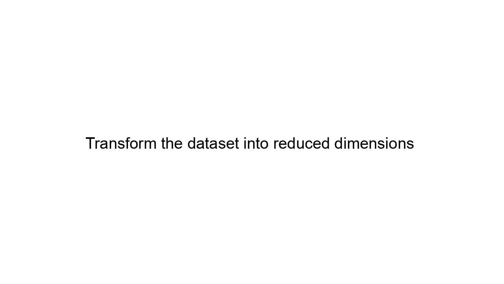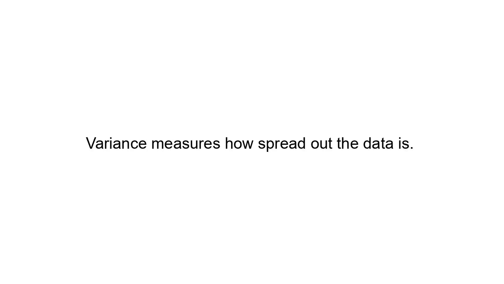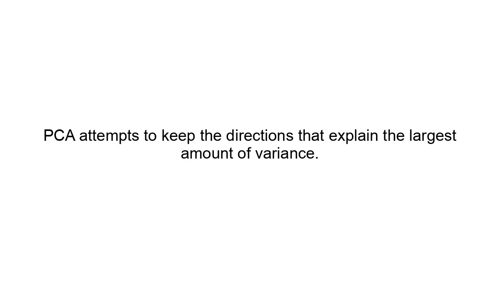Variance in PCA. Variance measures how spread out the data is. PCA attempts to keep the directions that explain the largest amount of variance. Example concept. Higher variance means more important component. By preserving variance, PCA keeps the most important information in the dataset.